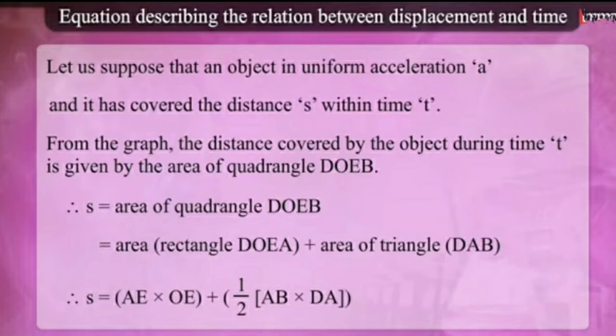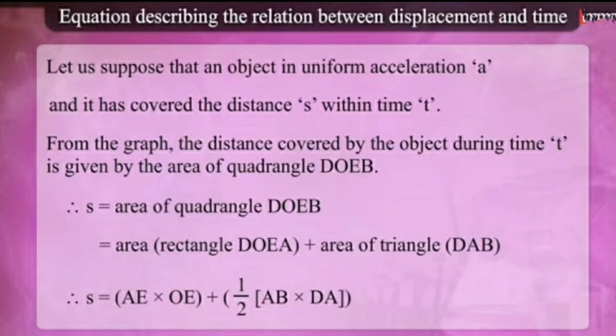So therefore S is what? Our distance is equal to the area of quadrangle DOEB. Therefore, it is equal to the area of rectangle DOEA plus the area of triangle DAB, right? This quadrangle consists of a rectangle as well as a triangle.